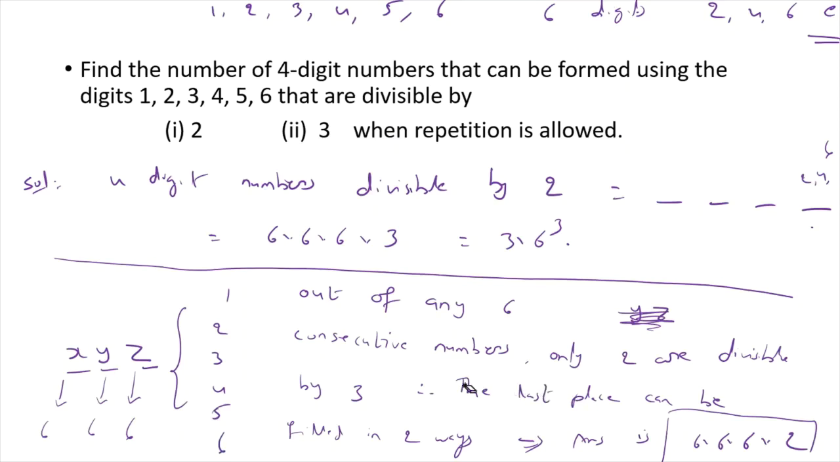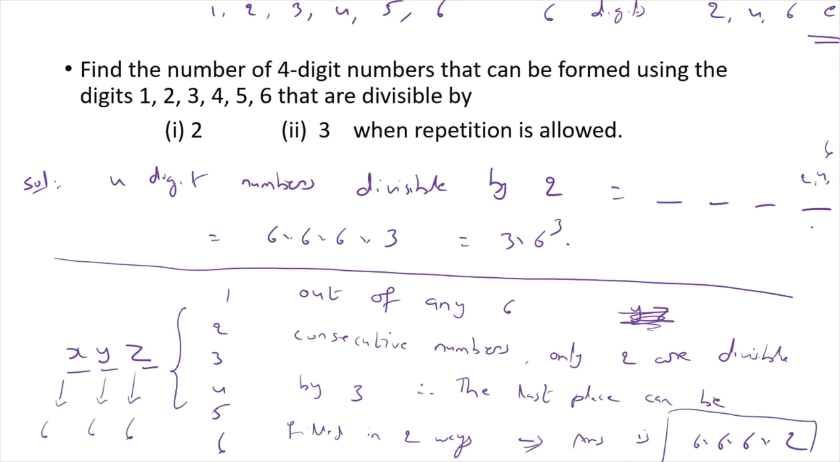If you take any 10 consecutive numbers from 2 to 11, so 2, 3, 4, 5, 6, 7, 8, 9, 10, 11, out of these 10 consecutive numbers there are only 2 numbers which are divisible by 5, namely 5 and 10. If you take 20 consecutive numbers, there will be exactly 4 numbers divisible by 5. If I take 42 consecutive numbers, there are exactly 7 numbers which are divisible by 6. If I take 90 consecutive numbers, there are exactly 10 numbers which are divisible by 9.